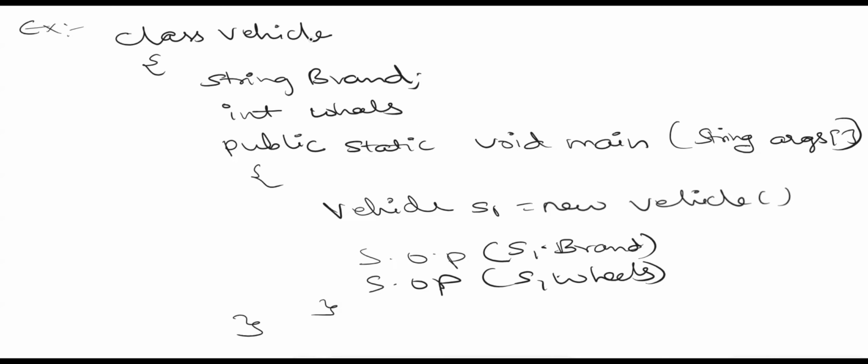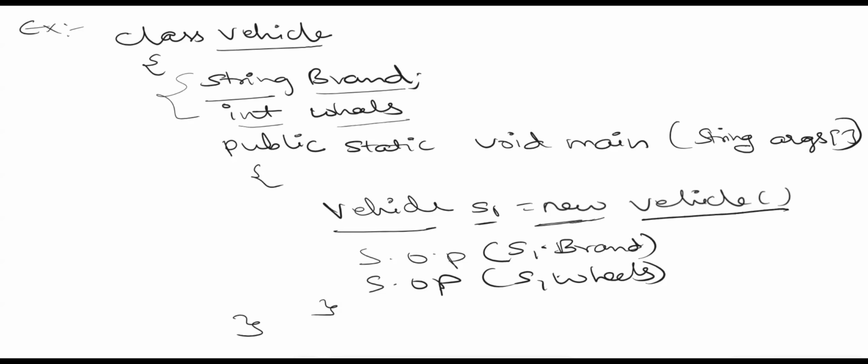This is an example for the constructor. Here we see the class Vehicle, which is the class name, and inside we have instance variables: String brand and int wheels. Then public static void main, String args. Here we have created an object, because if we want to use any variable or any method in Java, we need to create an object for that. Class name, object name, new creates an instance of the object, and Vehicle is the constructor.